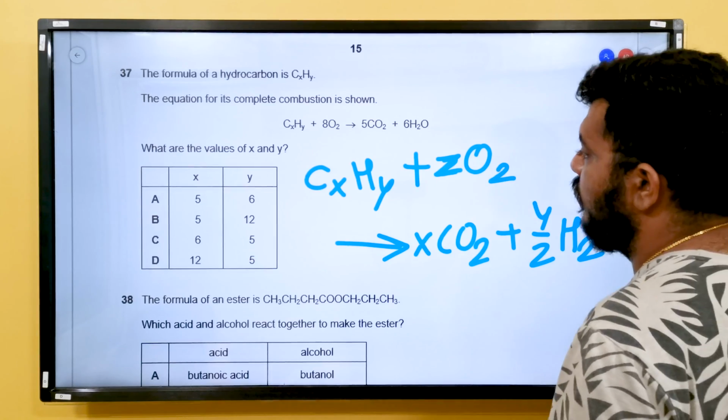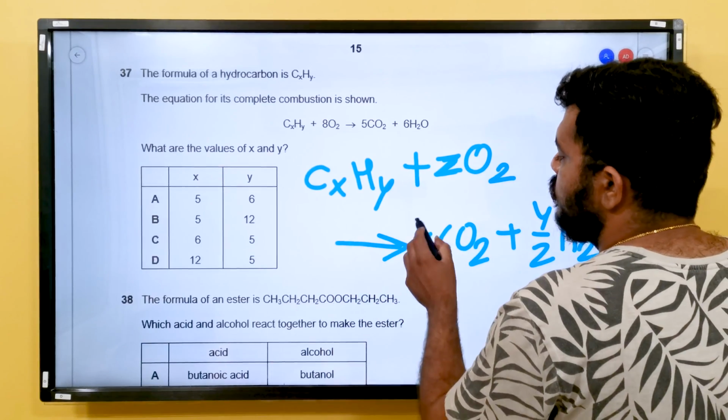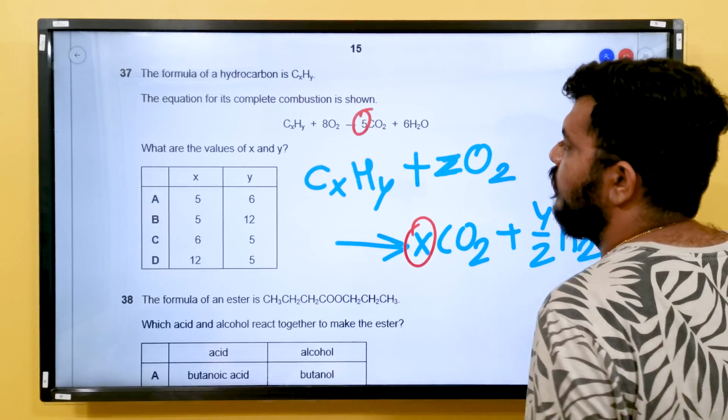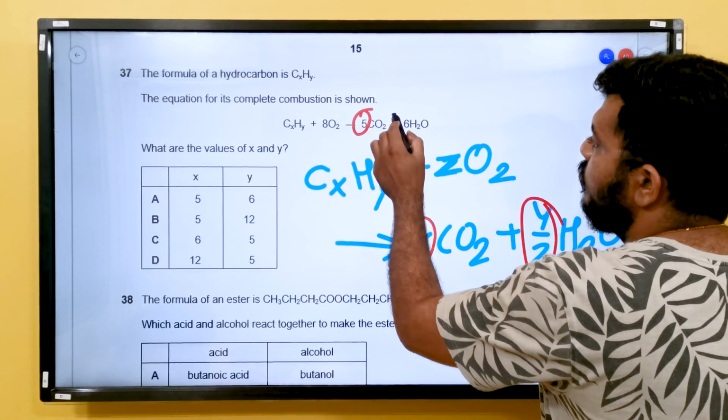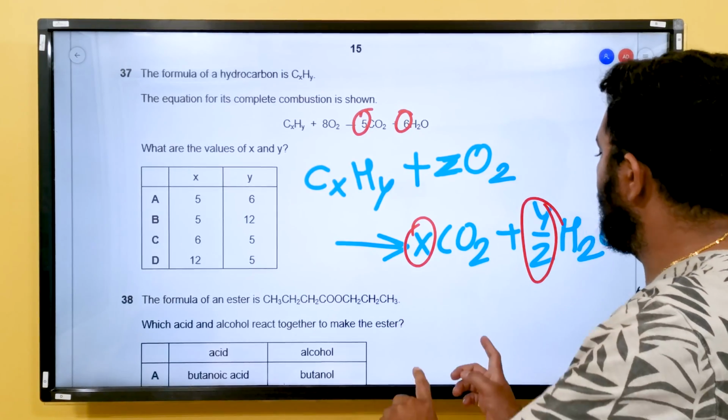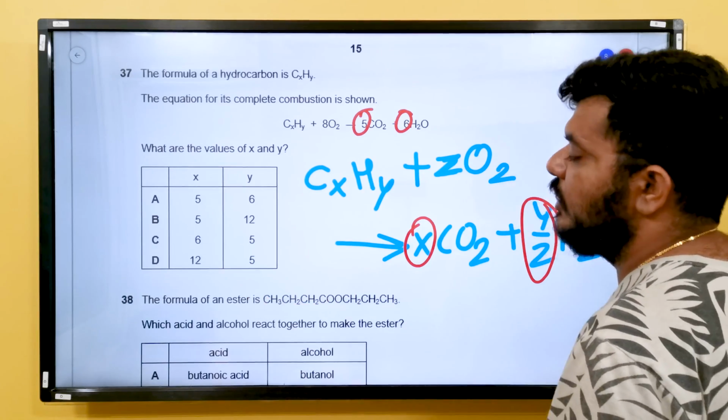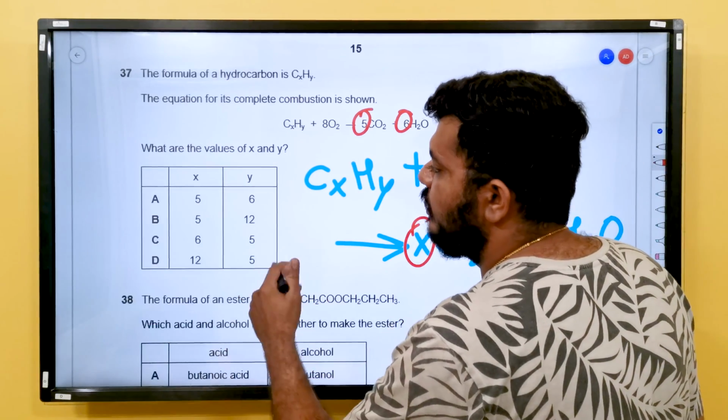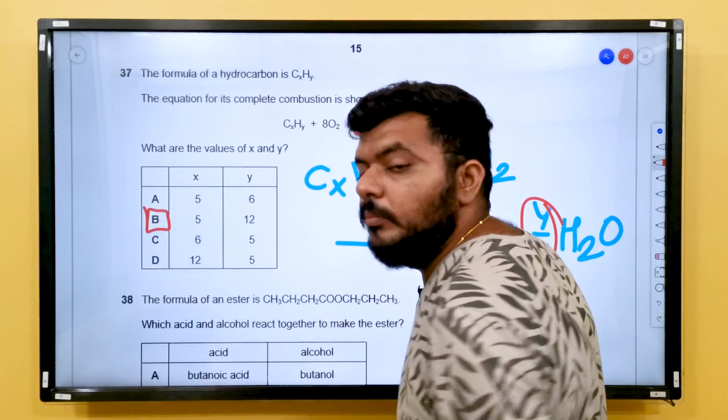Let's find out. Now let's equate. Okay, so your value of x is 5. Your value of y by 2 is 6. So the value of y is 12. So the correct option is 5 and 12, which is option B.